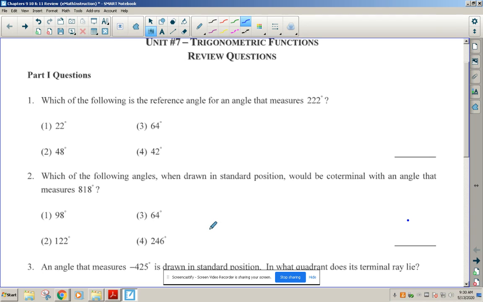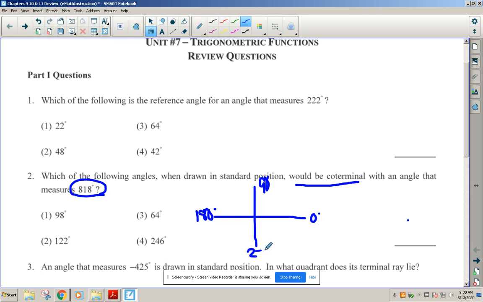All right, so which of the following angles when drawn in standard position would be coterminal with an angle that is 818 degrees? All right, so guys, this is lesson 1. If I draw myself a nice big set of axes, here's my 0 degrees, my 90, my 180, my 270, and my 360. Back to 360 would be a full rotation. So I look at the angle and it's 818 degrees.